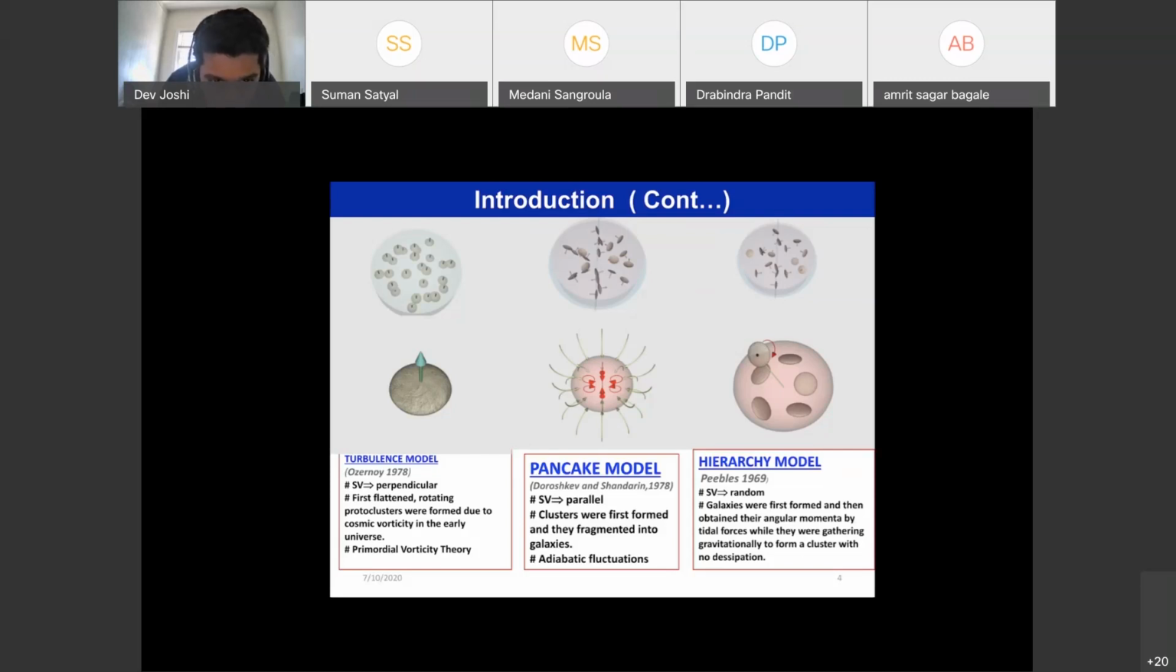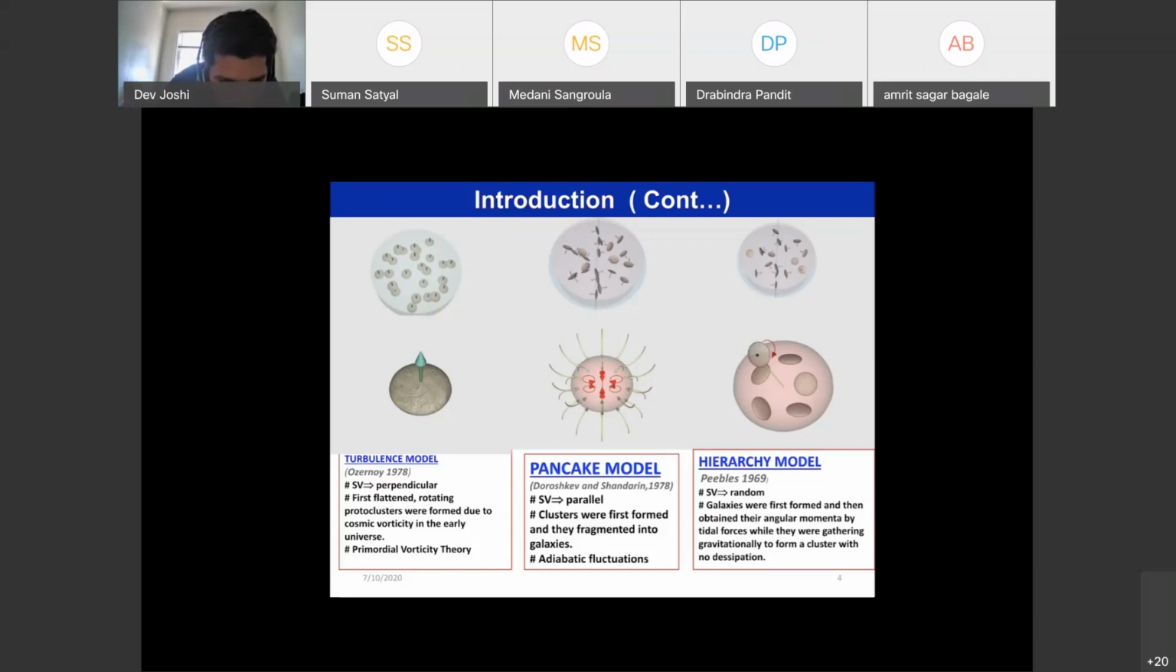Pancake model. This model was proposed by Doroshkevich and Centurion in 1978. In this model, spin vectors of galaxies are parallel. In this model, clusters were first formed and they fragmented into galaxies. Here, adiabatic fluctuation takes place.